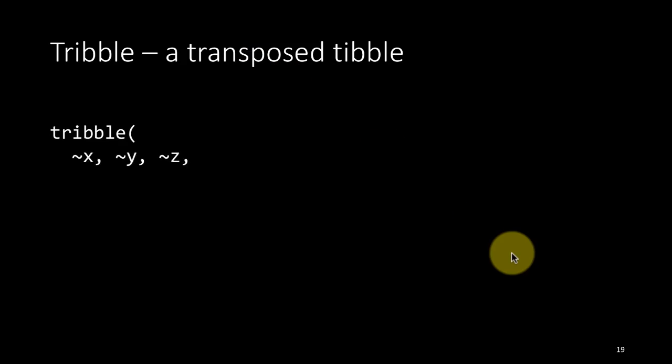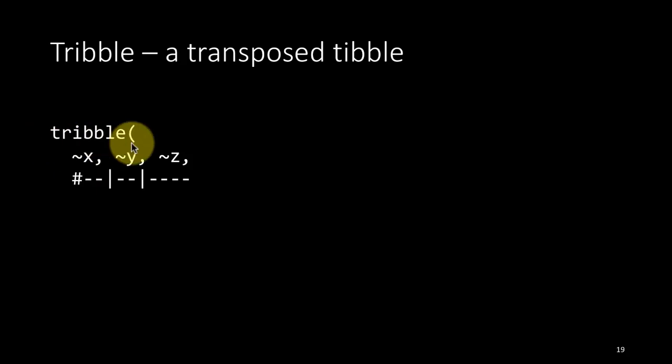The logic of the name Tribble is that it's a transposed tibble, in the sense that normally when you create a data frame with the data.frame function, we tend to specify the data in the form of columns. We say, here's the name of the first column, here are its values. Here's the name of the second column, here are its values, and so on. But here, with the Tribble function, we have a way of specifying the data in terms of the rows, which is more common for us. It's more natural for us to do that.